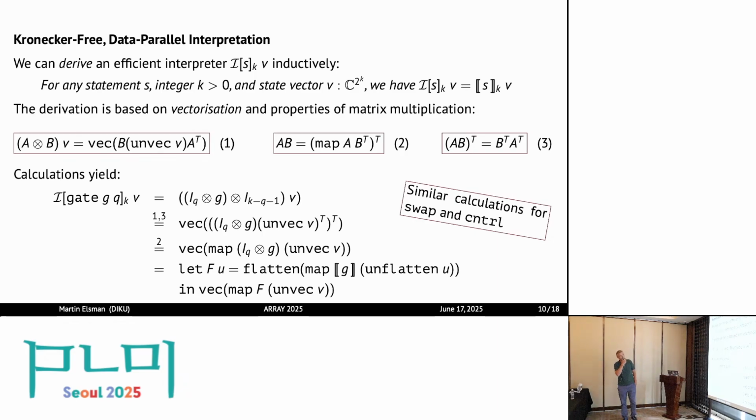It needs to give the same result as if we first computed the semantics, the huge matrix, and then applied that to V. But we want to do it without creating the matrix, and we can do this using vectorization and various properties of matrix multiplication. So here's the case for the vectorization property that one can look up on Wikipedia or something and get some reason why this works out.